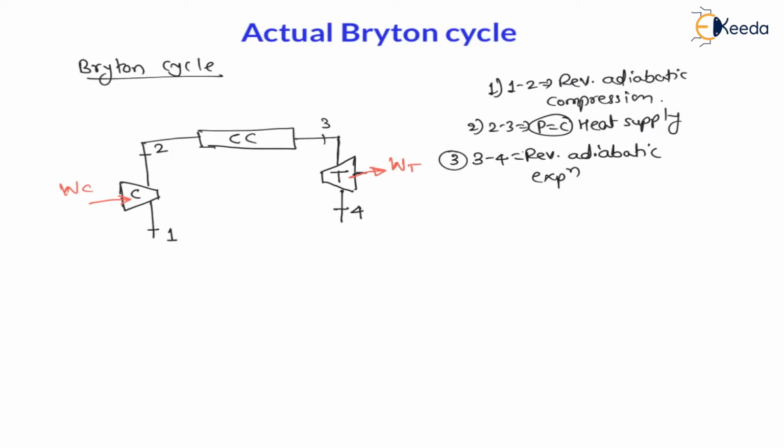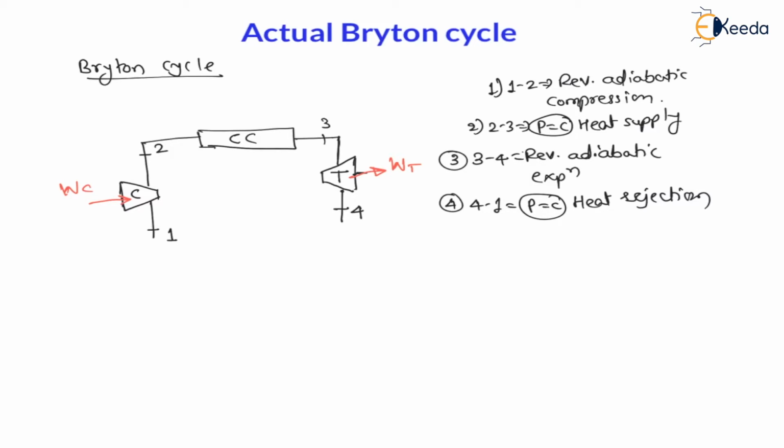Now after that, the last process is 4 to 1. 4 to 1 is nothing but constant pressure heat rejection to the surrounding. That means we will take atmospheric air, compress it in the compressor, then supply heat in the combustion chamber, then expand this air in the turbine, and pass the same air to the atmosphere. That means heat is rejected to the atmosphere, and atmospheric pressure is constant. Therefore 4 to 1 is a constant pressure heat rejection process.